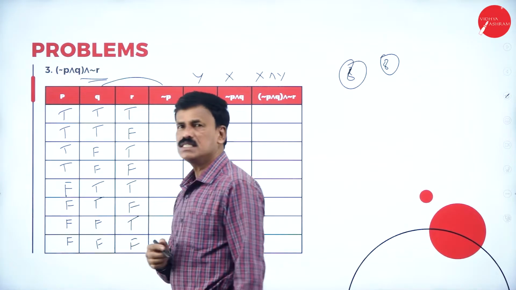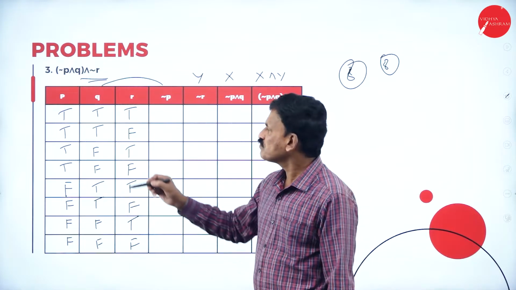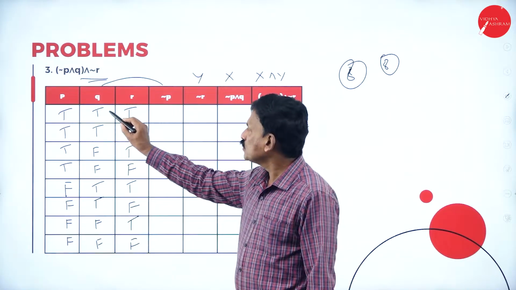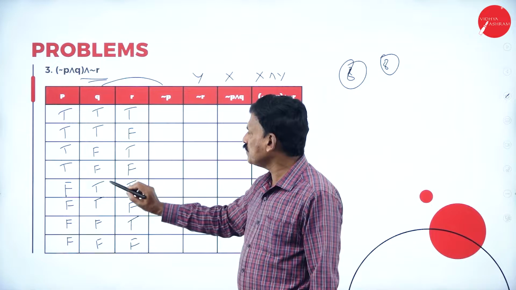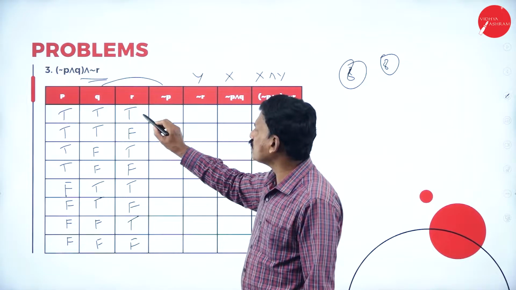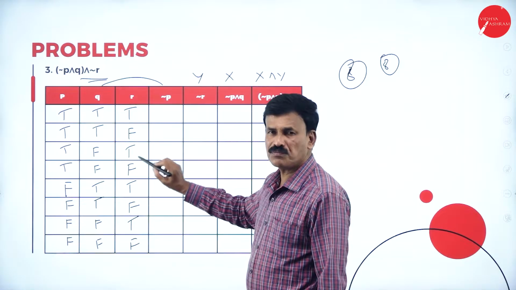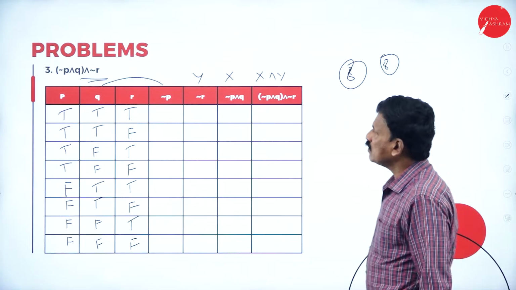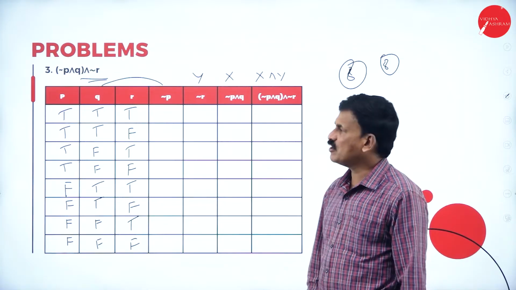So, this is the easiest method to remember. Write first 4 T, remaining 4 false. Then 2, 2: T, T, F, F, T, T, F, F. Next, for R, it is alternating: true, false, true, false, true, false, true, false. So, totally 8.